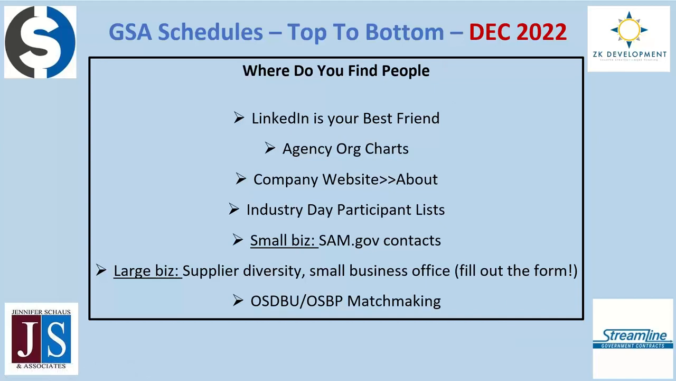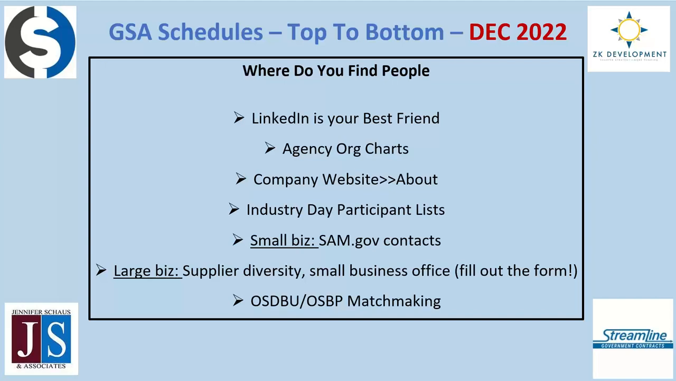And then you also want to take advantage of the matchmaking and the meetings that OSDBUs hold. There are a lot of agencies who have OSDBU meetings. This is the Office of Small and Disadvantaged Business Utilization. Every agency has one. They may be called different things, but they're there to help small businesses win business in their agency. And they will have meetings where they'll talk about upcoming procurements.